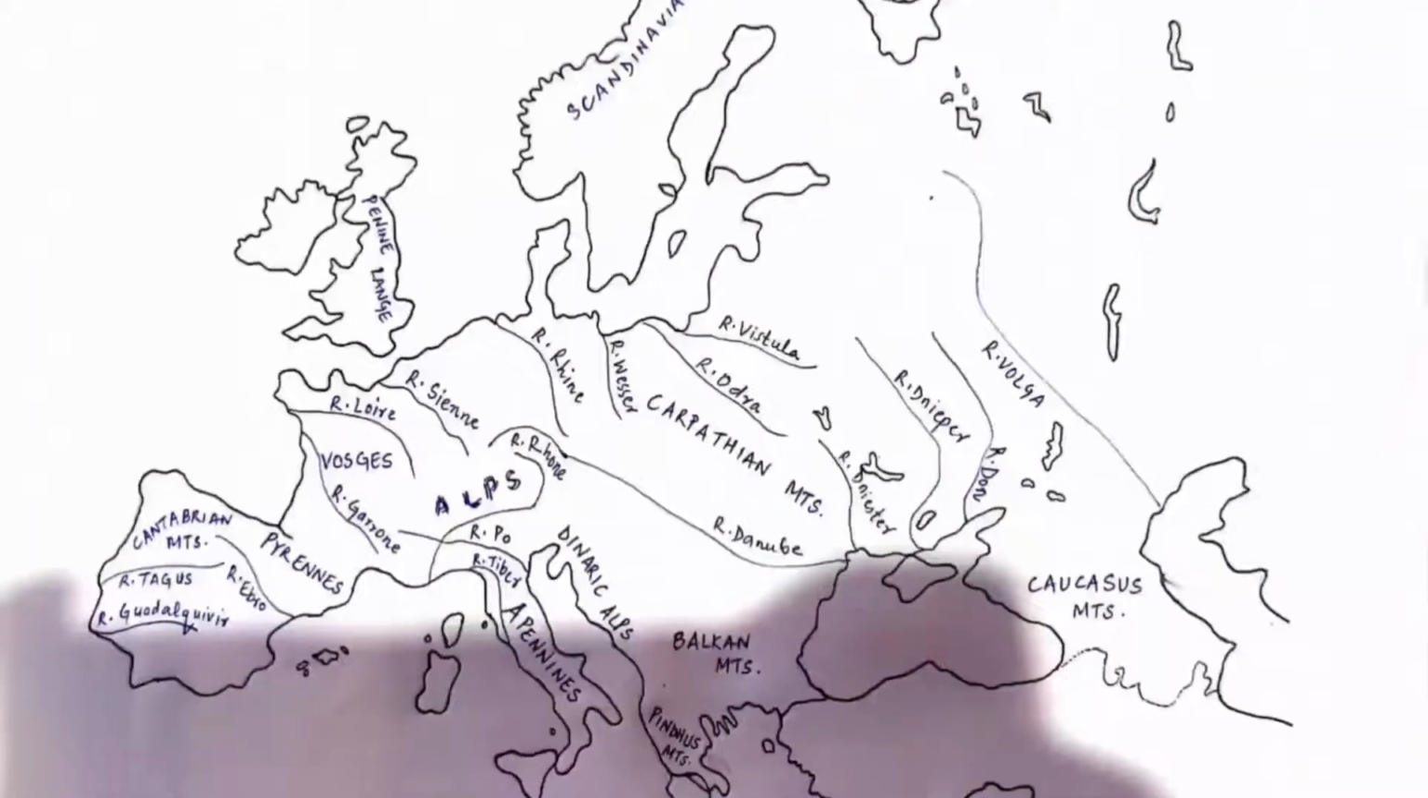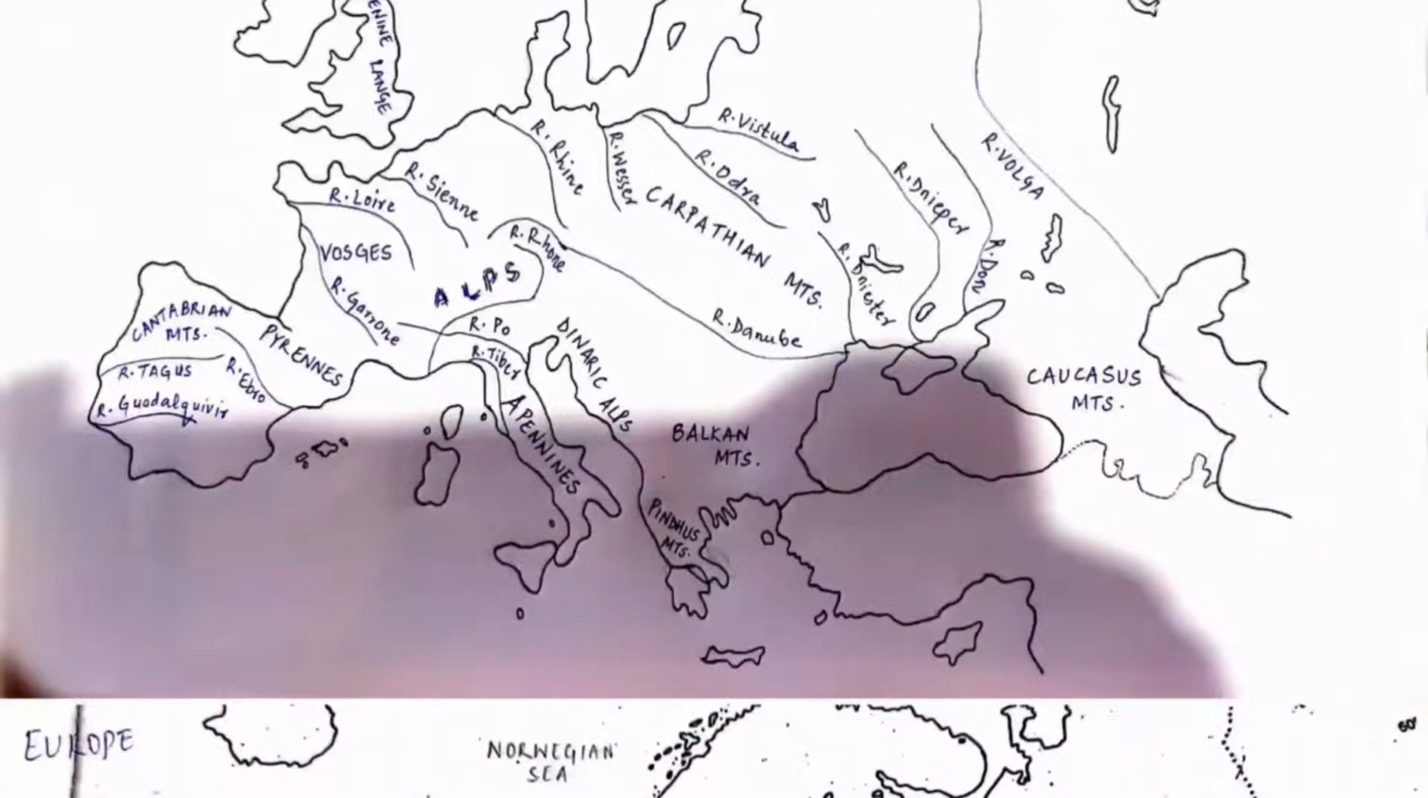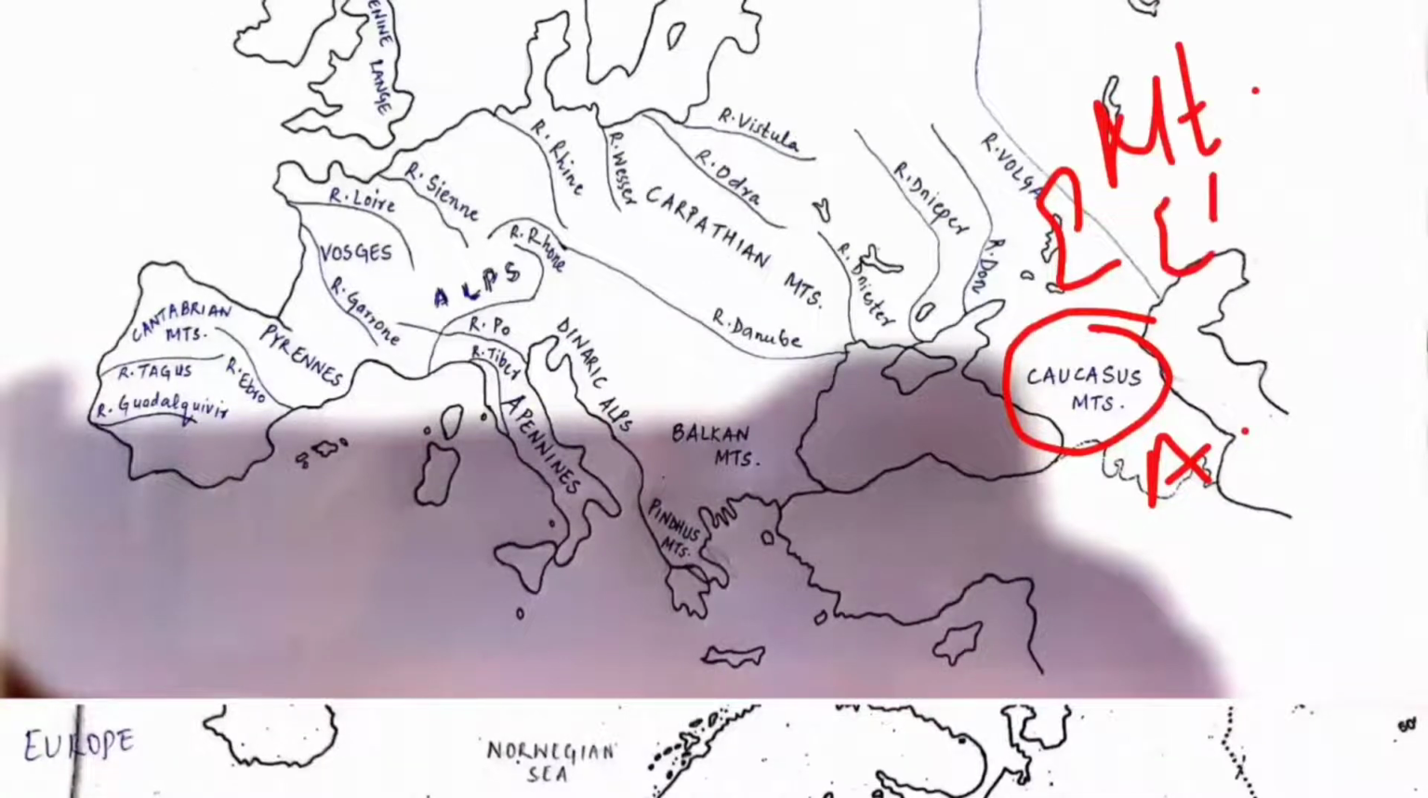Then we have Caucasus Mountains. These are the Caucasus Mountains here. They are also present at a border between Russia and Europe. They form a natural boundary between Europe and Asia. And Mount Elbrus is also located in the Caucasus Mountains, which is the highest peak of Europe.